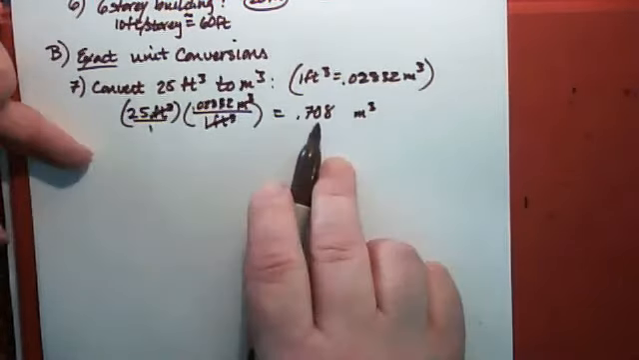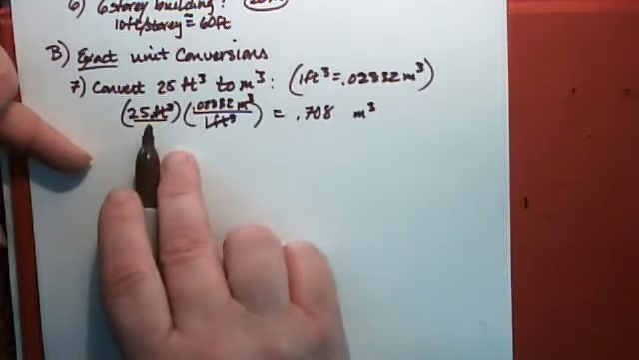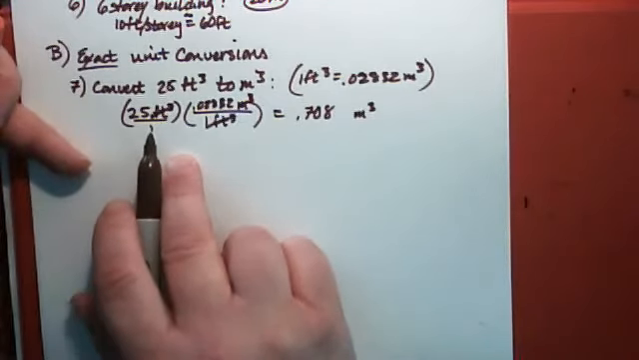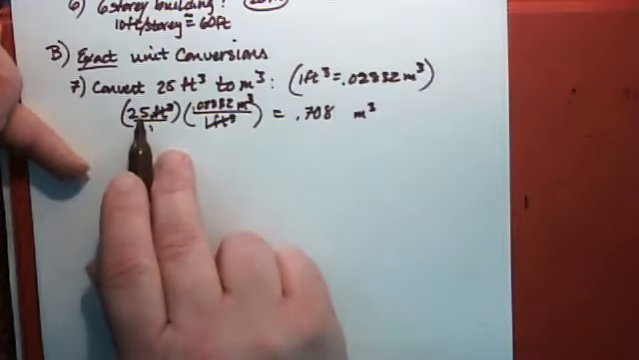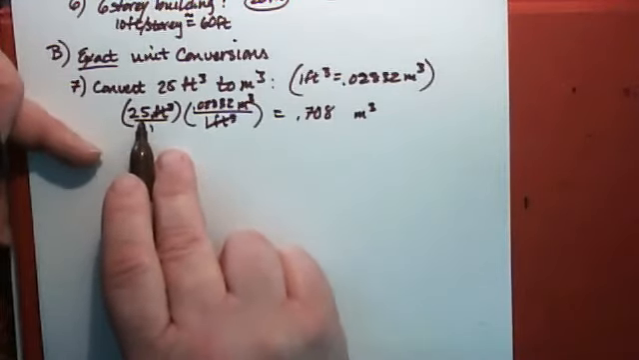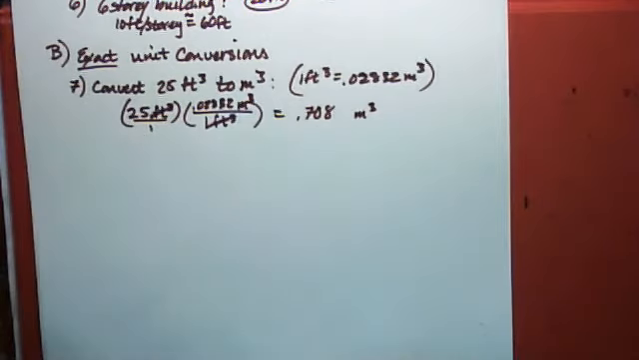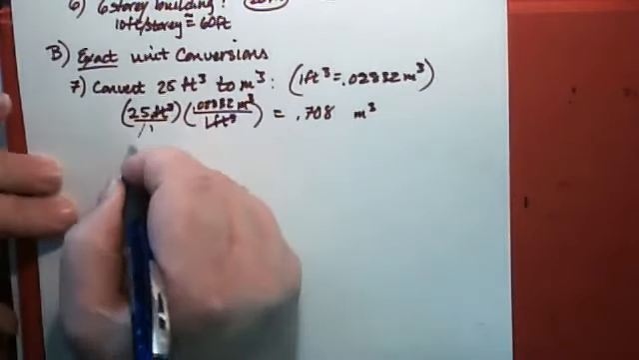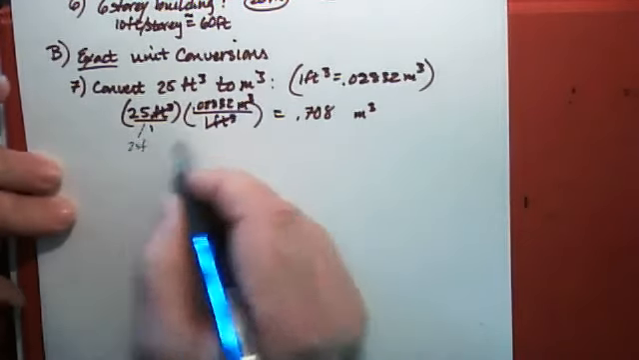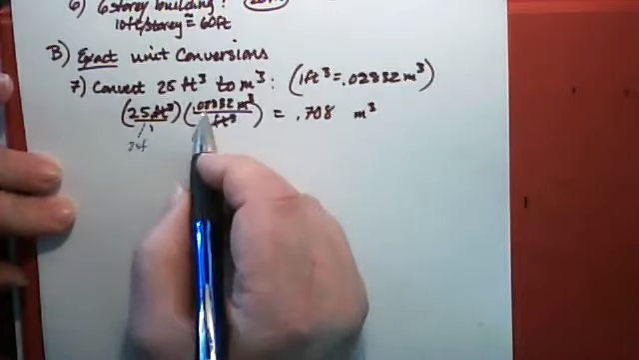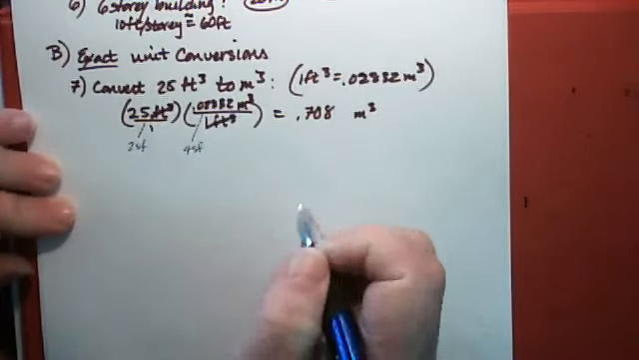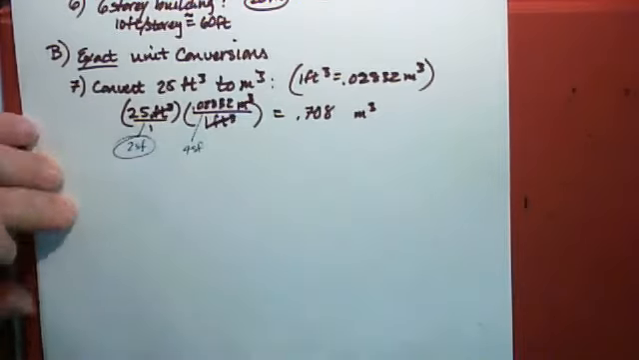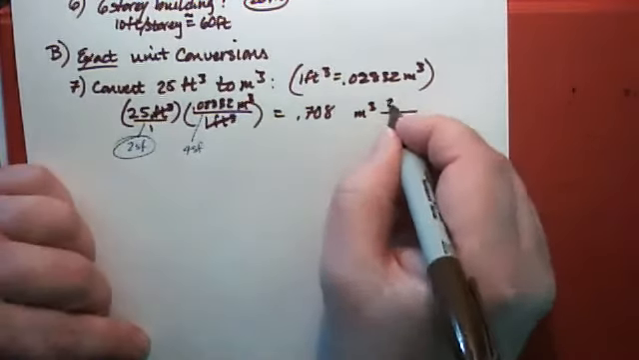Okay, 0.708. That is a lot smaller than 25, so it makes sense given the relative magnitudes of the measurements. And in terms of significant figures, 25 only has 2, and 0.02832 has 4 significant figures, so 2 is what the answer should have.